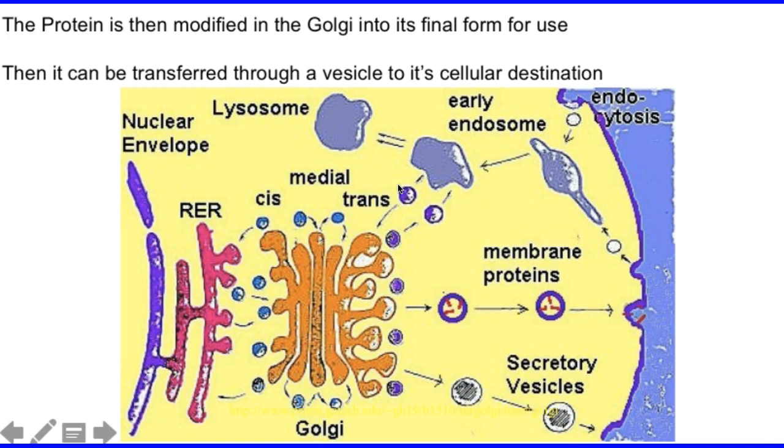It can get transferred out over here. Maybe it needs to get destroyed because it wasn't processed correctly. That's when a lysosome comes in. Remember, the garbage men come in and eat any kind of cell debris, so it could possibly take that route. There are lots of different routes that the Golgi can have that protein take, but the ultimate goal is to transfer it out to its proper destination.